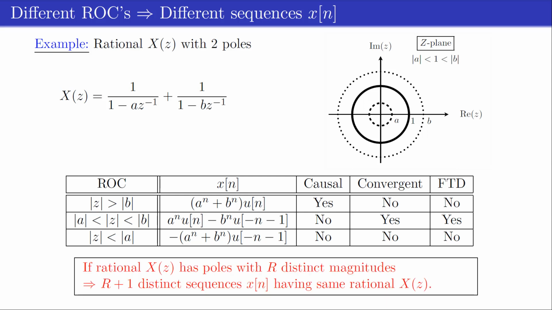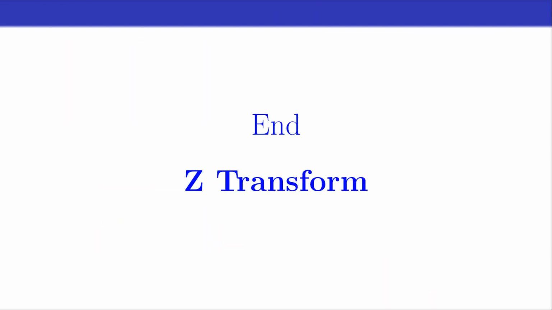In general, it can be shown that a rational function X(z), which has poles with r distinct magnitudes, has r plus 1 distinct regions of convergence, and thus such a rational function X(z) can be related to r plus 1 distinct sequences x[n]. This ends this video in which we explained the concept of the Z transform.